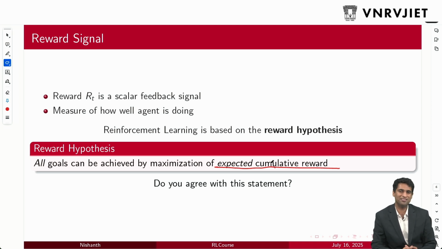What we mean by this is that the rewards an agent can receive can be stochastic. That means if we are in the same state and we take the same action, sometimes the agent might receive a very good positive reward and sometimes it might receive a negative reward. So under this reward hypothesis, the goals can be achieved by maximizing the expected cumulative reward, which is the average reward that the agent receives.